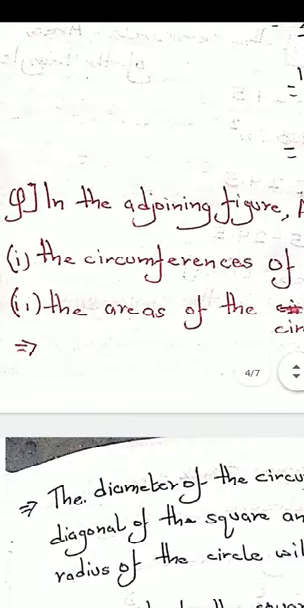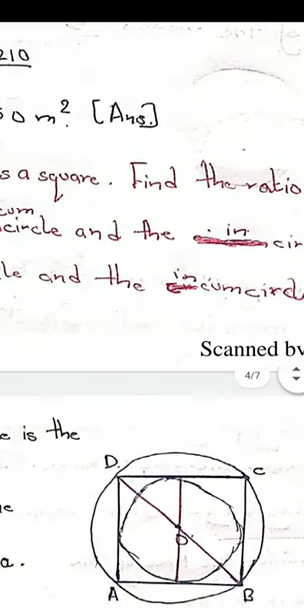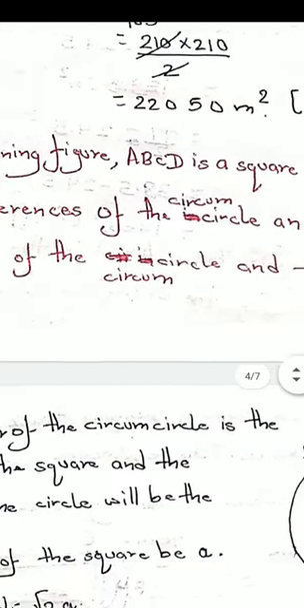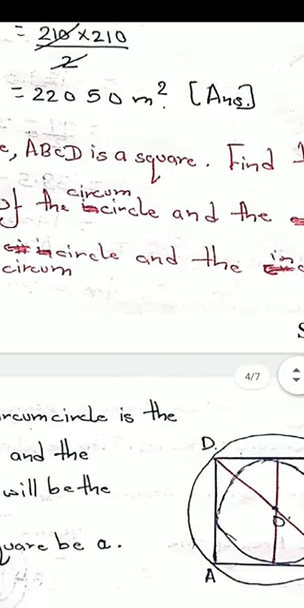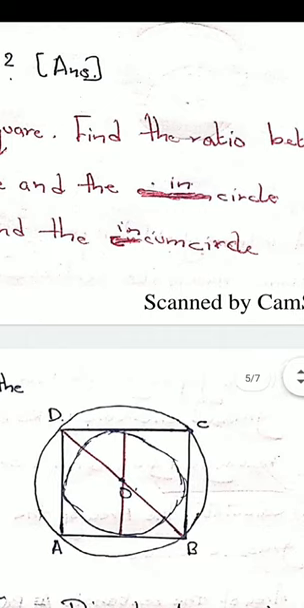So let's go to the next problem that I have. In the adjoining figure, ABCD is a square. Find the ratio between the circumference of the circumcircle and the incircle, and the areas of the circumcircle and the incircle. Sorry, in that case I have written circumcircle and incircle, it's incircle only. Okay, pardon me for that.